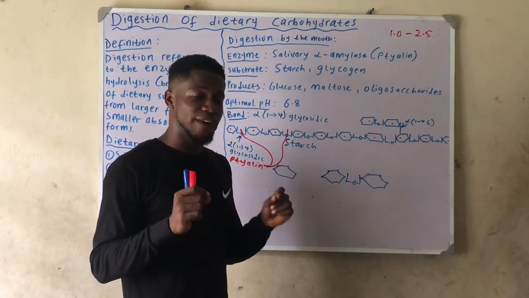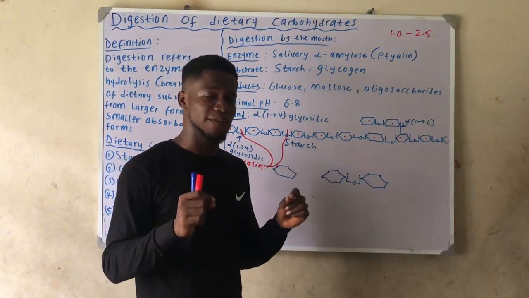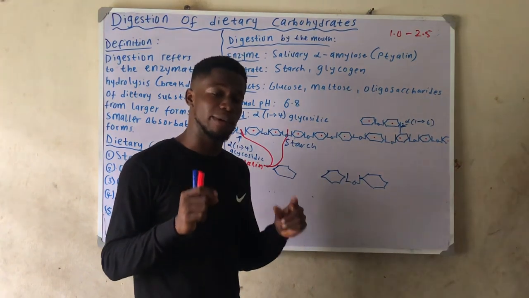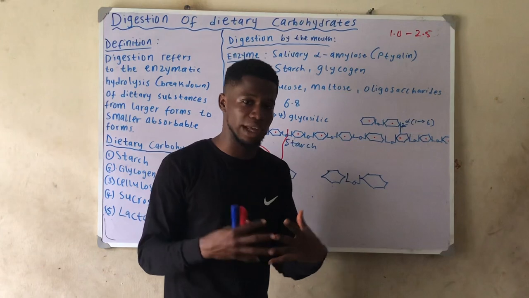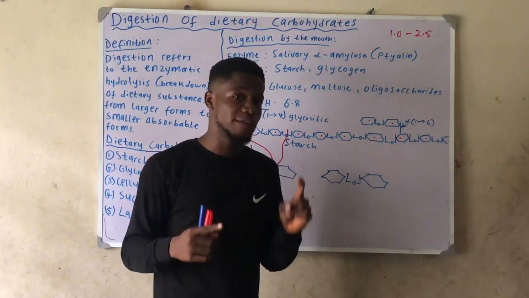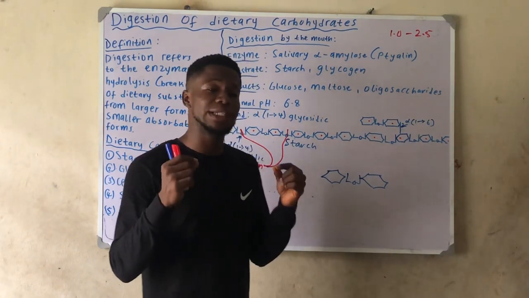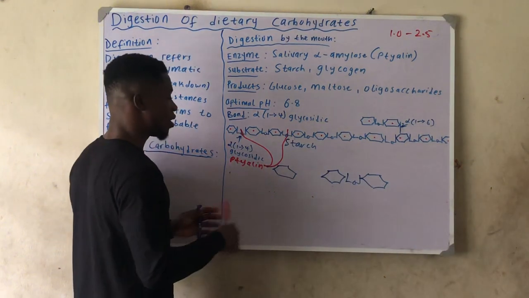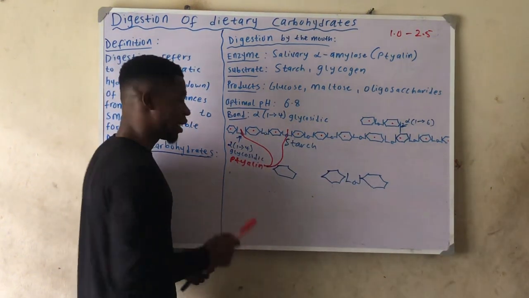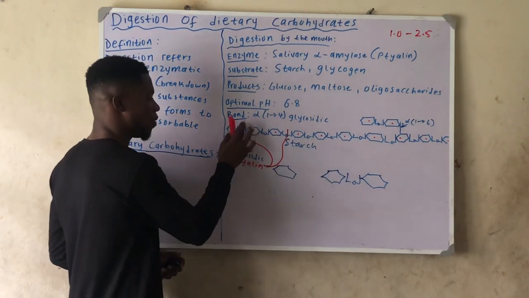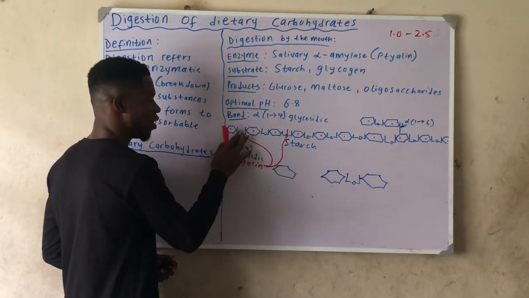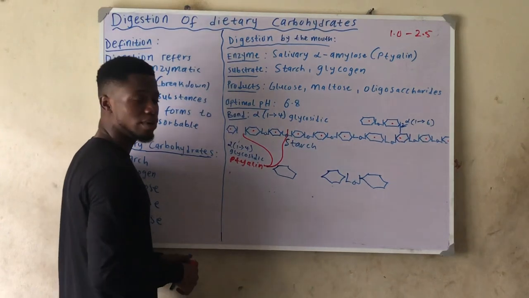Now, when salivary alpha amylase comes in contact with any food that contains starch, starch has a bond. Starch is a polysaccharide made up of plenty of glucose linked together by alpha 1,4 glycosidic bonds. So when your salivary amylase comes in contact with this starch, it's going to attack this bond. When it breaks this bond, you have what? A free glucose. This is a free glucose.